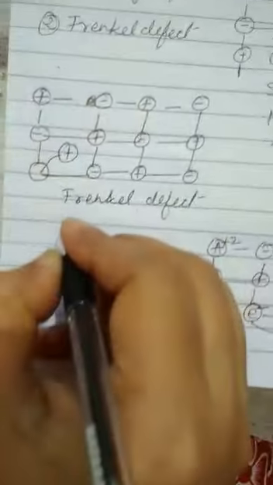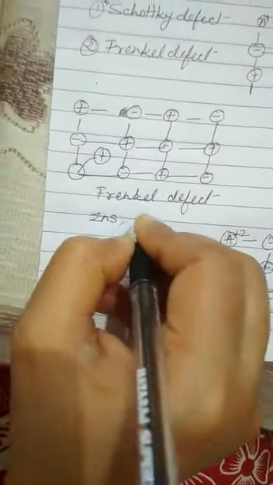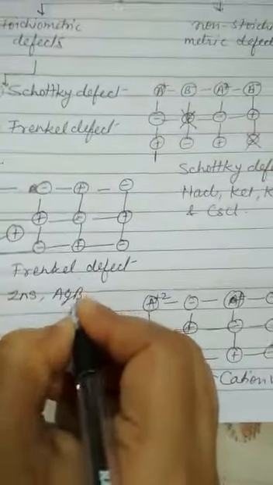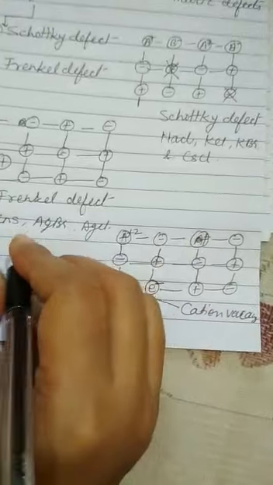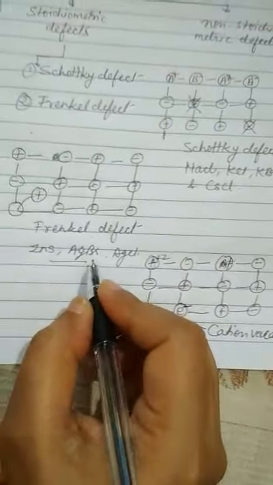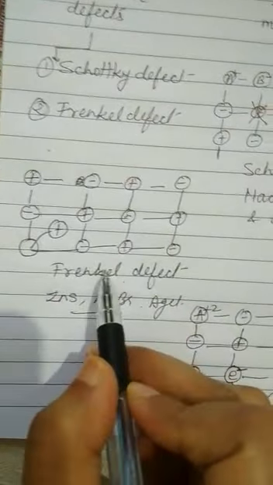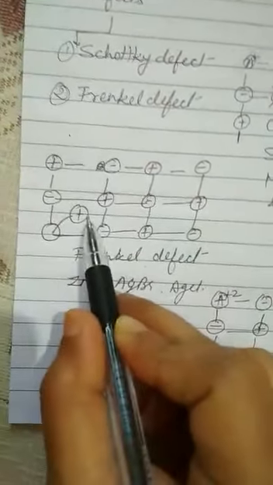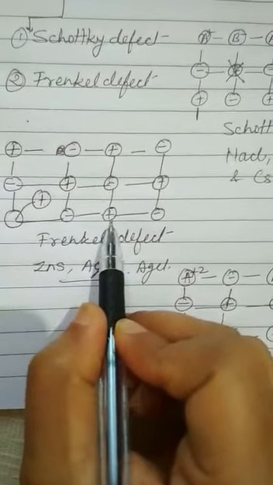Examples of Frenkel defects are zinc sulfide, AgBr, AgCl, etc. Frenkel defects occur when the anion is much larger in size than the cation. Low coordination number is shown between cations and anions.